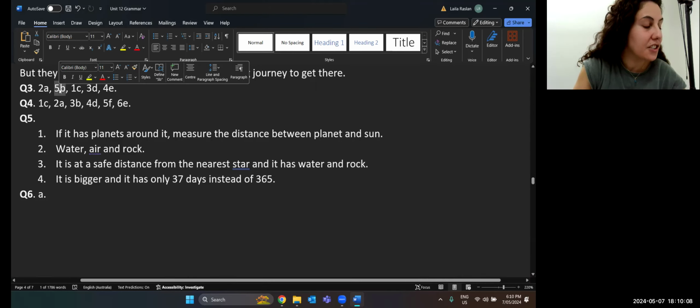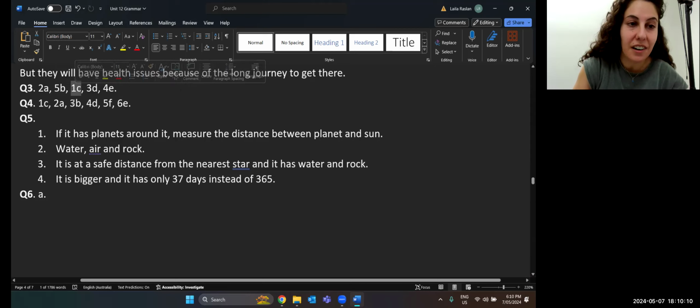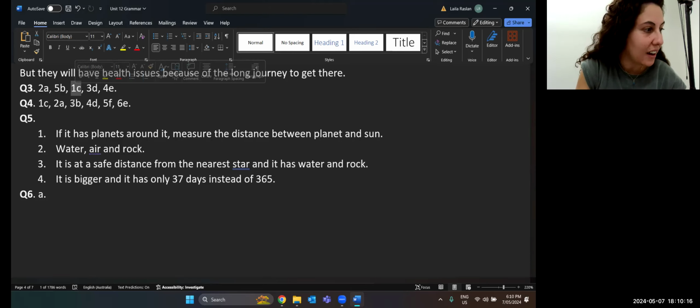And how do you find a new Earth? That was in the first paragraph. If you look at the first paragraph, it says, looking for a new planet or a new Earth for humans to live on in the future. But what will the Earth look like?